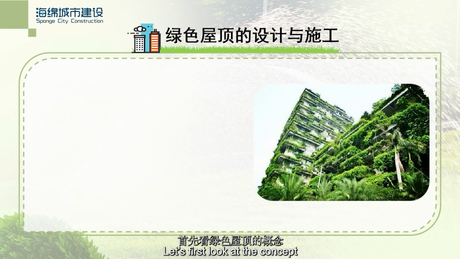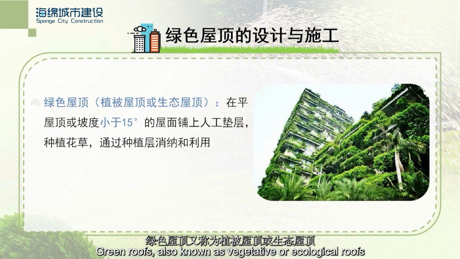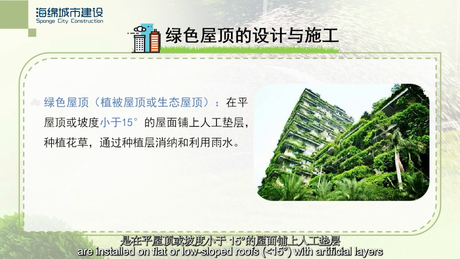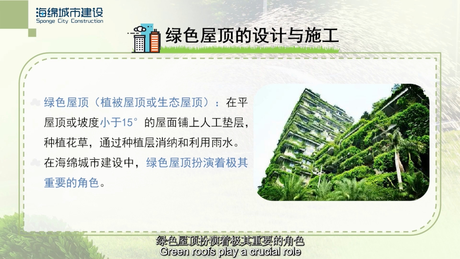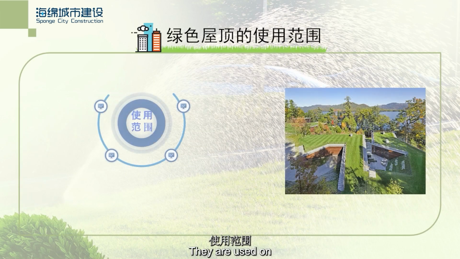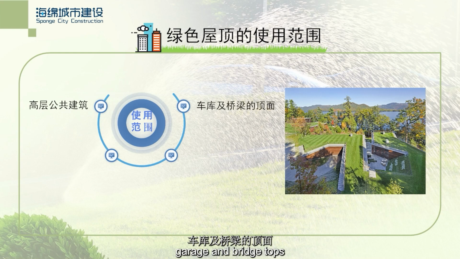Let us first look at the concept. Green roofs, also known as vegetative or ecological roofs, are installed on flat or low-sloped roofs, under 15 degrees, with artificial layers, planting vegetation, to absorb and utilize rainwater. In sponge city construction, green roofs play a crucial role. They are used on high-rise public buildings, garage and bridge tops, terraces, and rooftops.